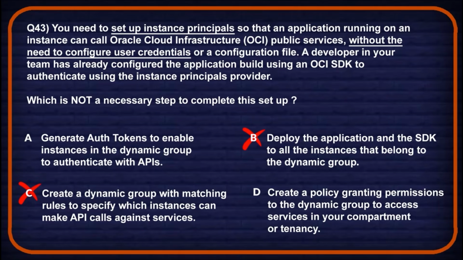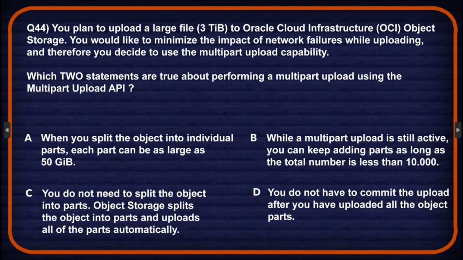Moving on to option number D. Create a policy granting permission to a dynamic group to access services in your compartment or tenancy. A policy is required to grant the dynamic group permission to access OCI services. So option D is also not the correct choice. So option A will be the correct one. Okay, let's look into question number 44.